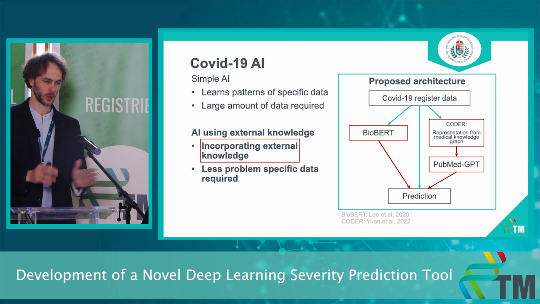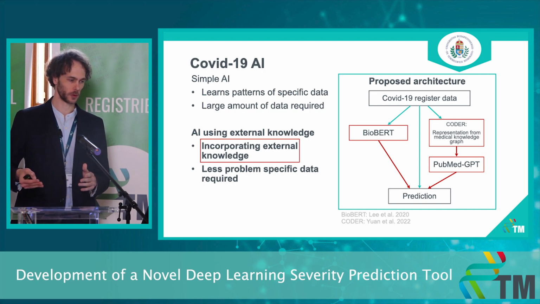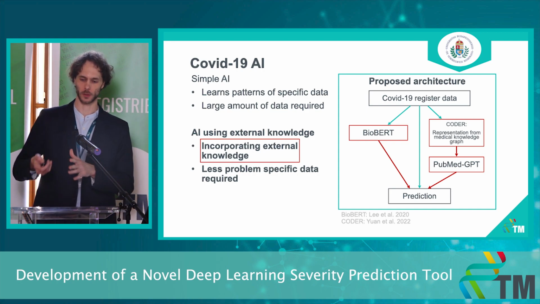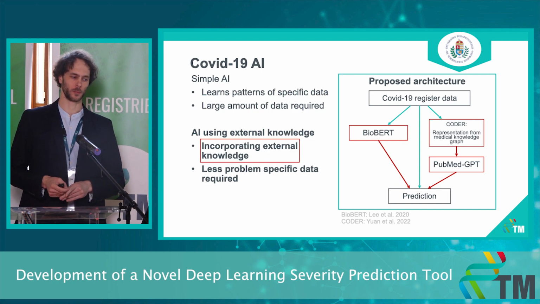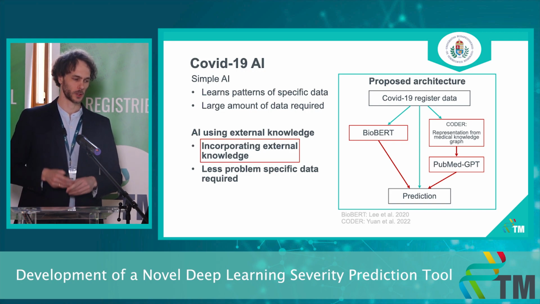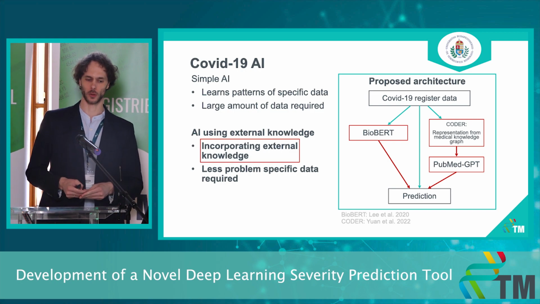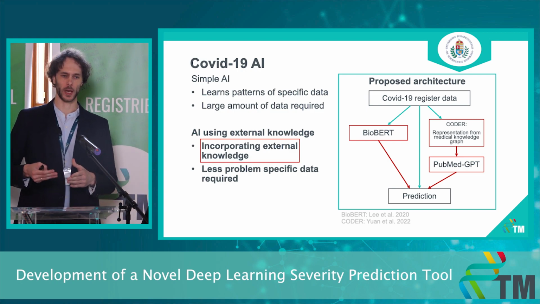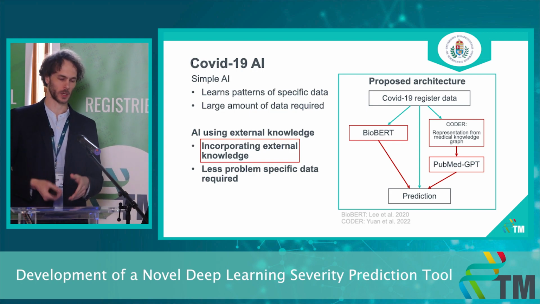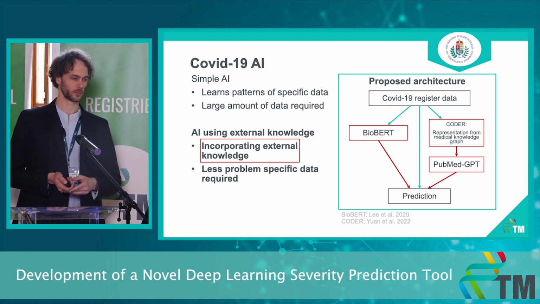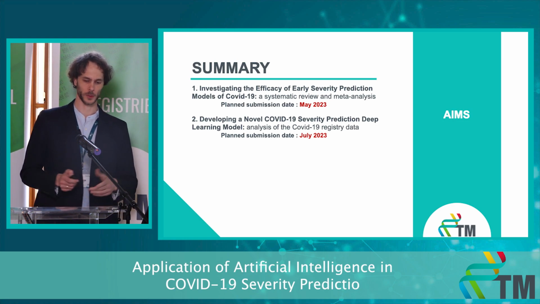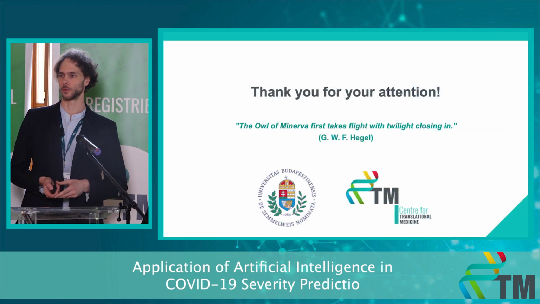The deep learning models we've seen so far are simpler ones because they only learn the specific patterns of the given data, and we don't have enough data even with so many COVID patients. So we need to somehow incorporate external knowledge, and if we can do that, we can utilize the real strength of these models, and we don't need so much specific data. I plan to finish the first project in the near future and the other one this summer. Thank you for your kind attention.